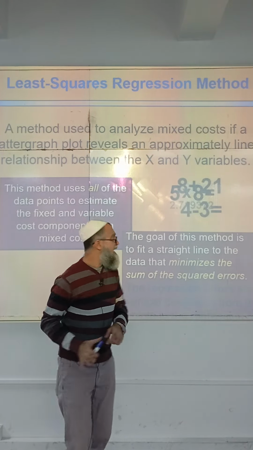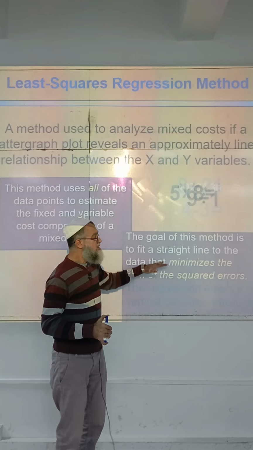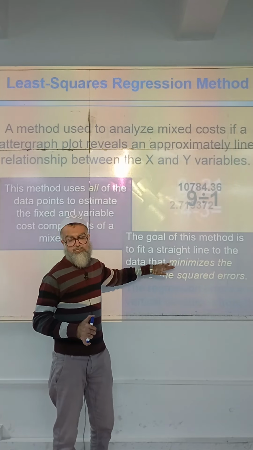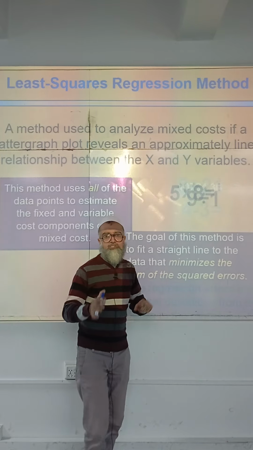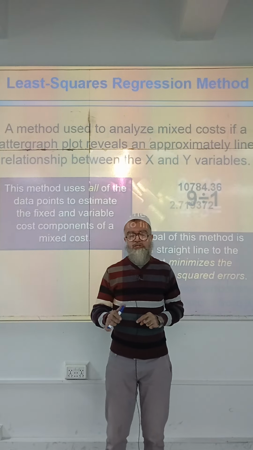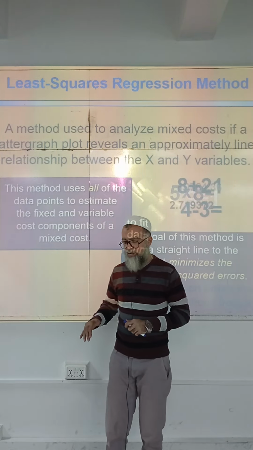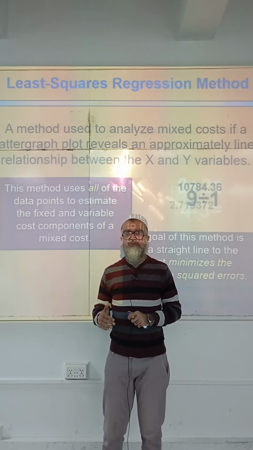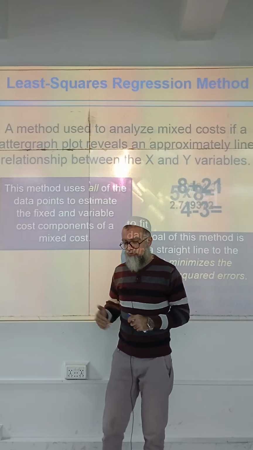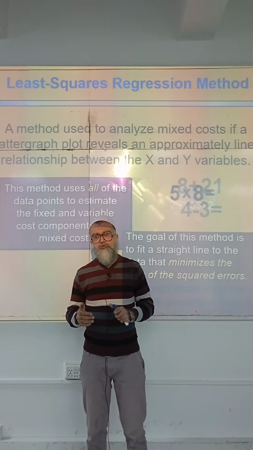Now, why is it called the least squares regression? Remember, it's a statistical method, and it tries to minimize the sum of the squared errors. So that is minimized, that's why it is called the best method, and the line which we fit is called the line of best fit. Now how do we do that? We can do it using Excel.